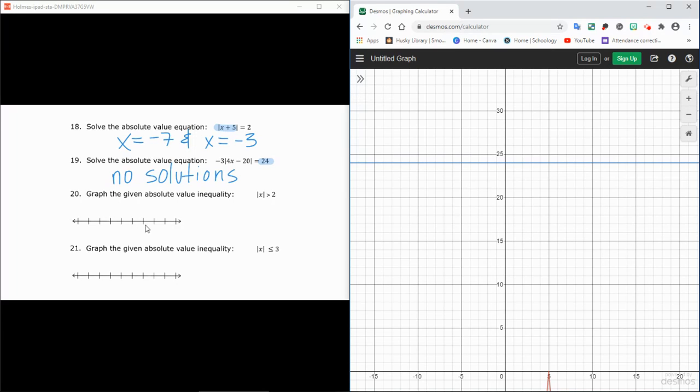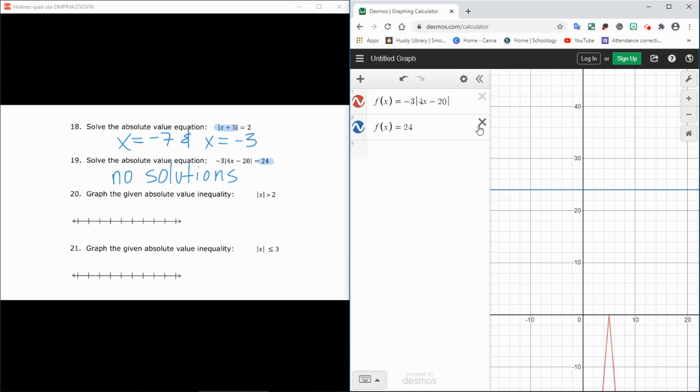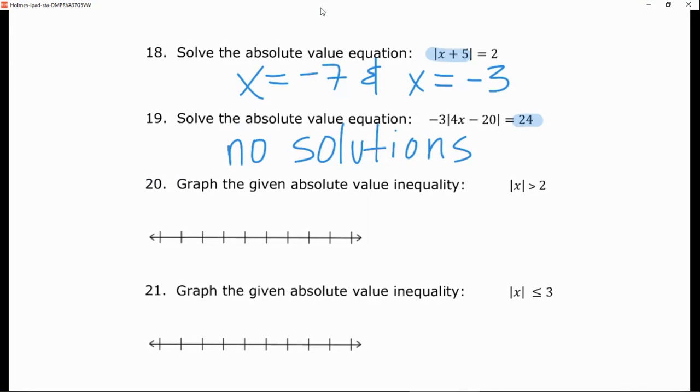Let's talk about this right here. Graph the given absolute value inequality. When is this going to be greater than 2? Now, I can go on here as well. I didn't really show you how to do it on here, but what we can do for this one right here is we got to remember two rules. When it is greater than, you're going to shade towards the outside of the graph. And when it's less than, you're going to shade towards the inside of the graph. So what we want to do here is we want to split this into two parts.